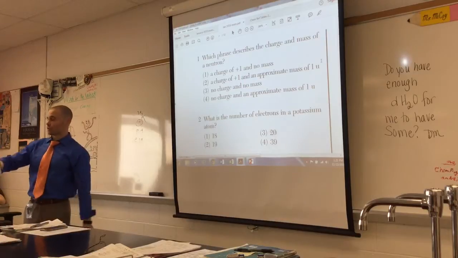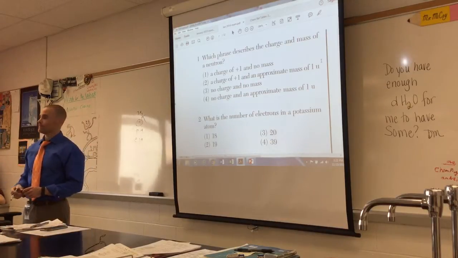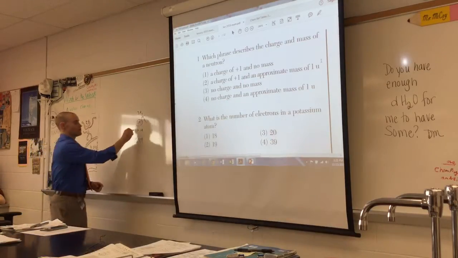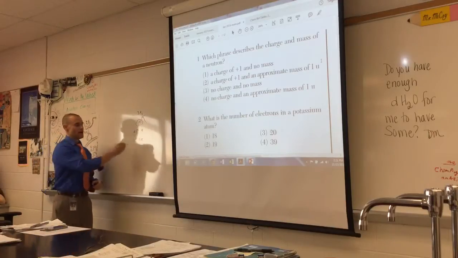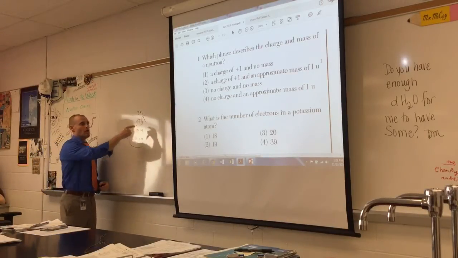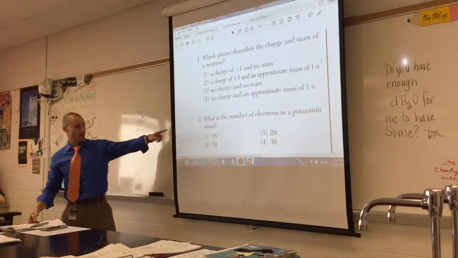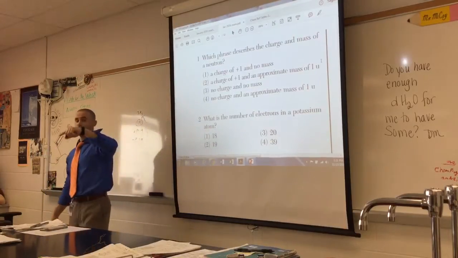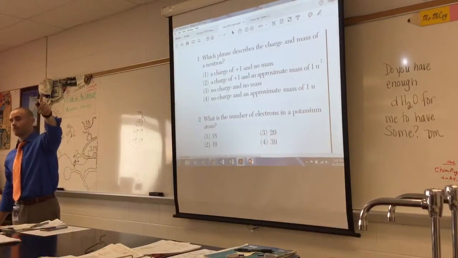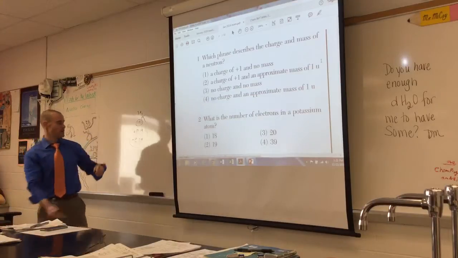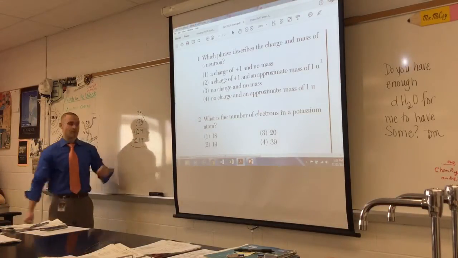Because atoms are neutral. What's the charge of a proton? Positive. What's the charge of an electron? Negative. Negative, so they add up to 0. That number in an atom will always be the same for protons and electrons. So every single element up there, whatever their atomic number is, that's the protons and electrons, both.